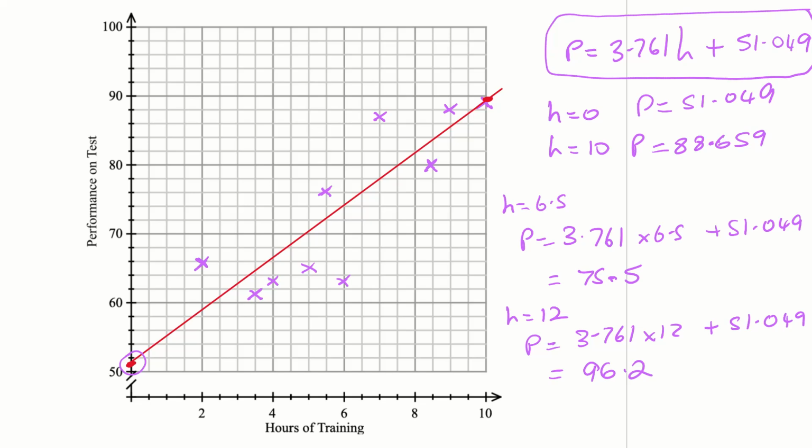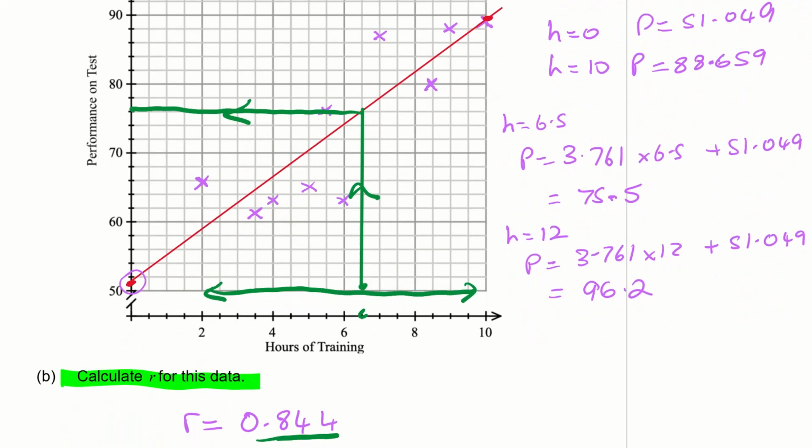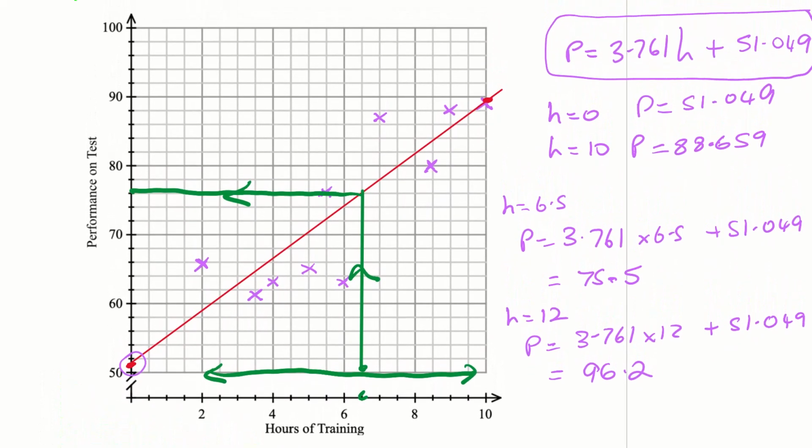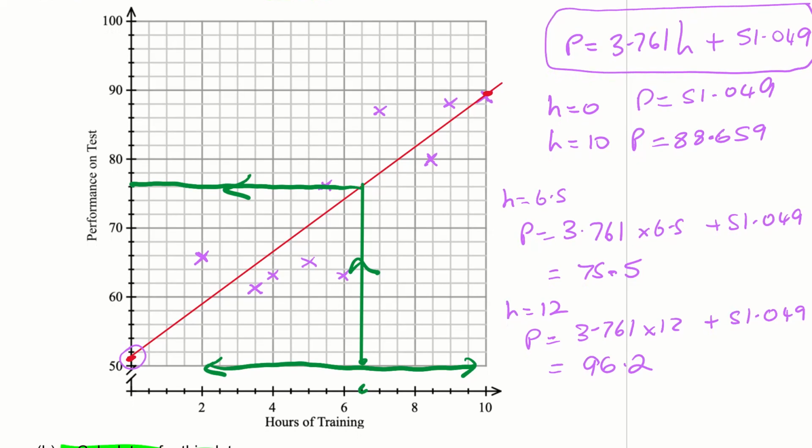Now, 6.5 hours is here. So when we go up and we use this to predict, remember we're doing it in this direction, we knew this value, and we're trying to predict over here, then what we can see is that this value is nicely within the span of the data. So that is an interpolation. And because our correlation coefficient was quite strong, 0.844, we can say that that's probably a pretty reasonable prediction.